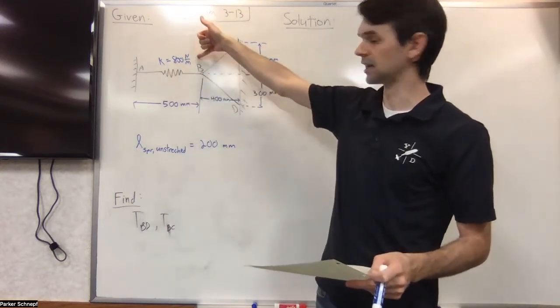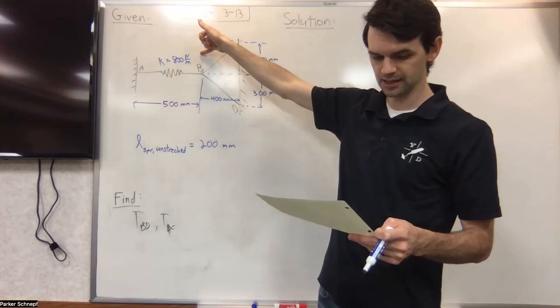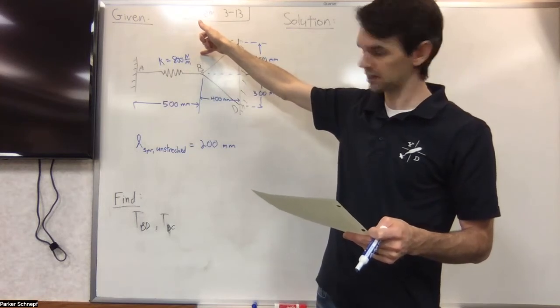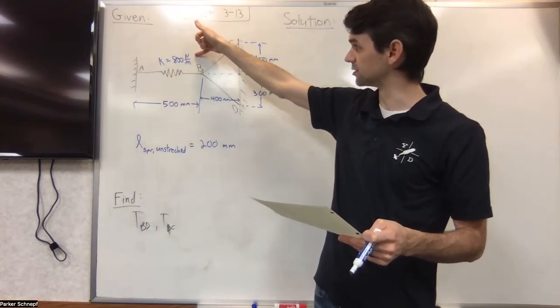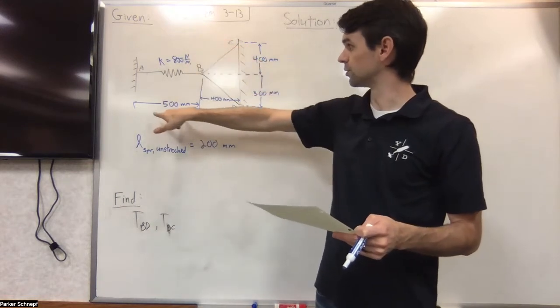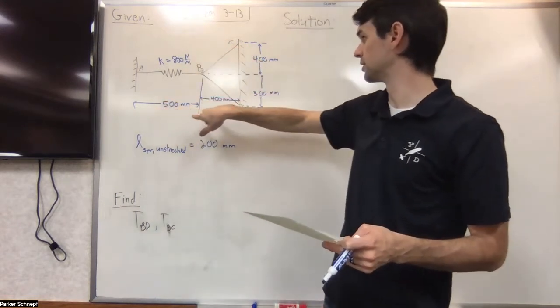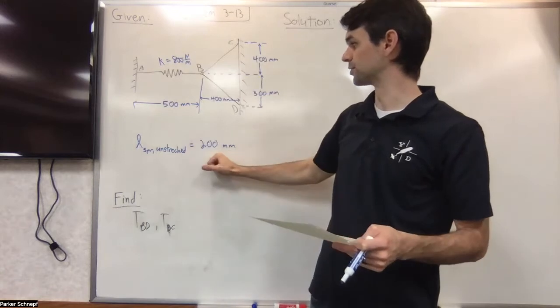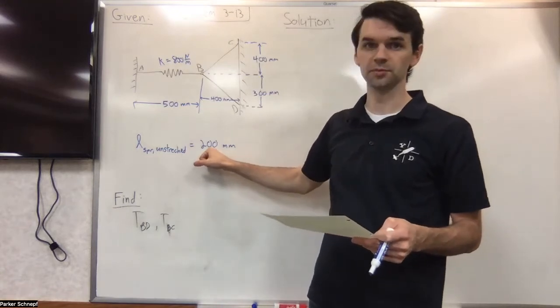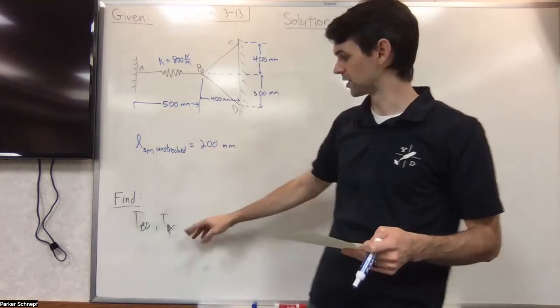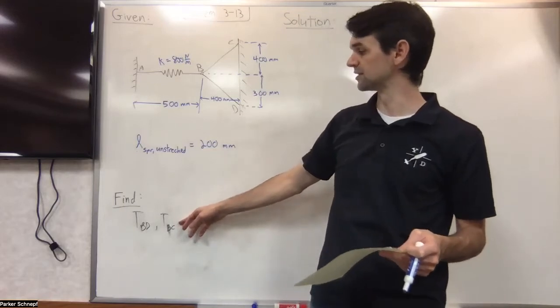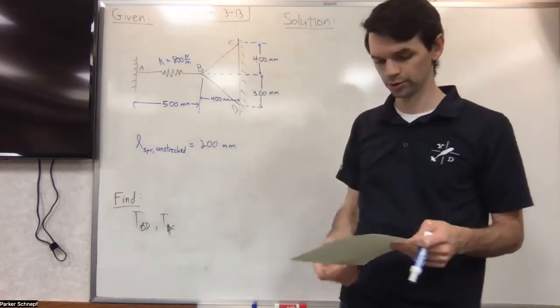We're told that the spring has a spring constant of 800 newtons per meter. We're told that its length is 500 millimeters. We're given these other dimensions, and we're told that the length of the unstretched spring is 200 millimeters. And we're asked to find the tension BD and BC of these 2 ropes.